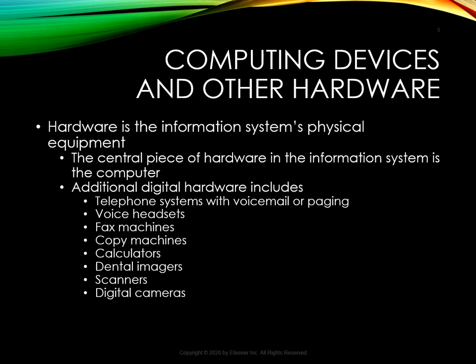Understanding how to buy a calculator, but hey, a mobile device is a computing device or computer that is small enough to be held in your hand. Popular types include smartphones, digital cameras, portable media players, and e-book readers. Additional digital hardware includes, from the slide here, telephone systems with voicemail or paging, voice headsets, fax machines, copy machines, calculators, digital imagers, scanners, and digital cameras.